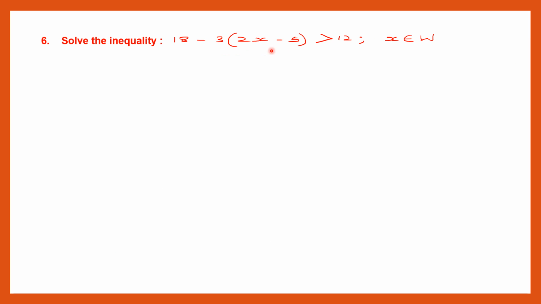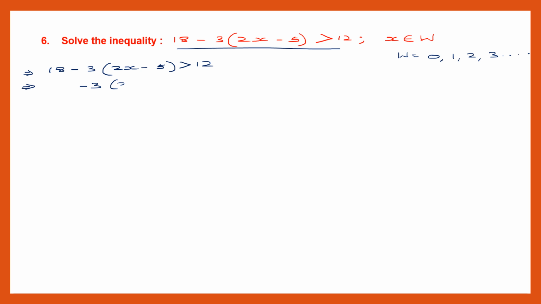Question 6, we have this question here and x belongs to whole numbers. So whole numbers are numbers that start from 0. We have 0, 1, 2, 3 and so on. Now let's simplify this. So this now becomes 18 minus 3 into 2x minus 5, which is greater than 12. So now first let's remove the 18 from here. So the rest of it is minus 3 into 2x minus 5 is greater than 12 minus 18.